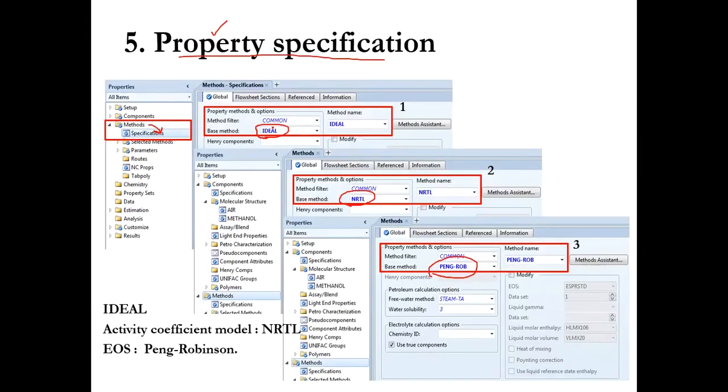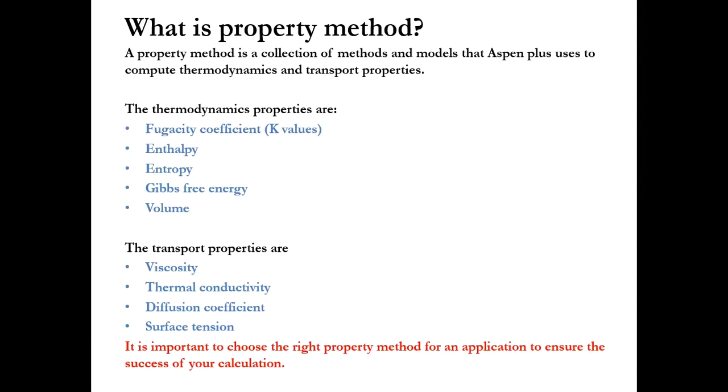So ideal is labeled as ideal. This NRTL represents the activity coefficient model. This Peng-Robinson represents the equation of state, and the third one is the ideal. So you will select one by one, and in selected methods, these three methods should appear, which is ideal, NRTL, and Peng-Robinson.